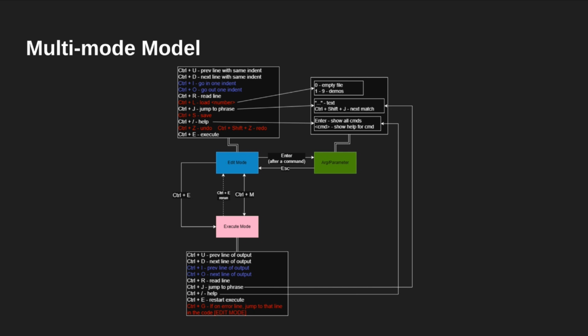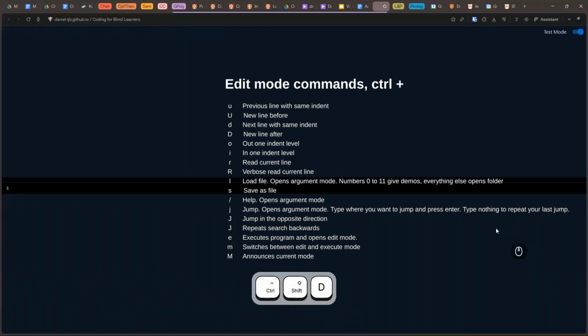Execute mode is for understanding what the program did. The same navigation keys move through output line by line, and you can search output as well. Argument mode only appears when the IDE needs a short piece of input, like loading a demo number or entering a search term. I'm going to write a function called greet.